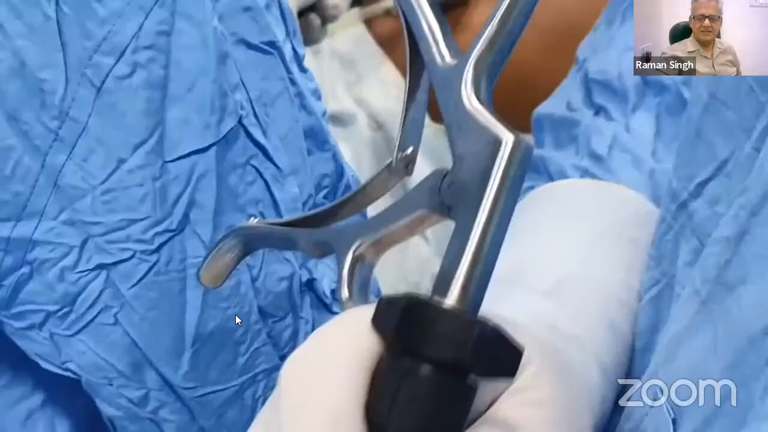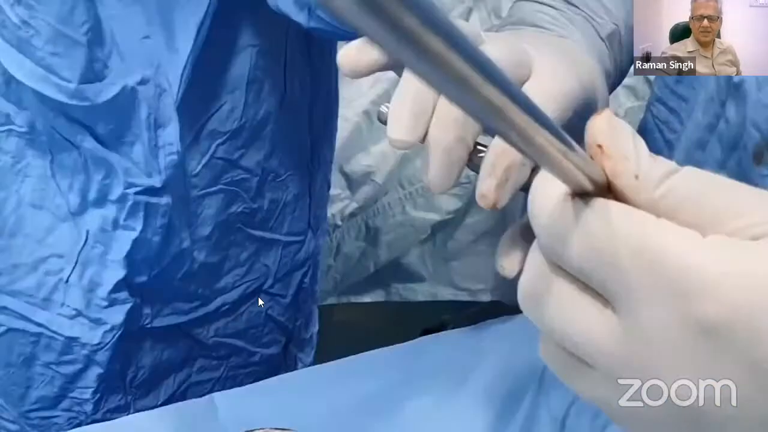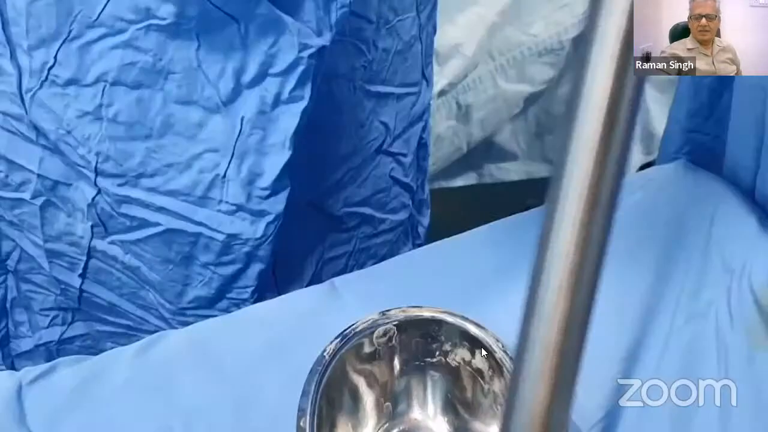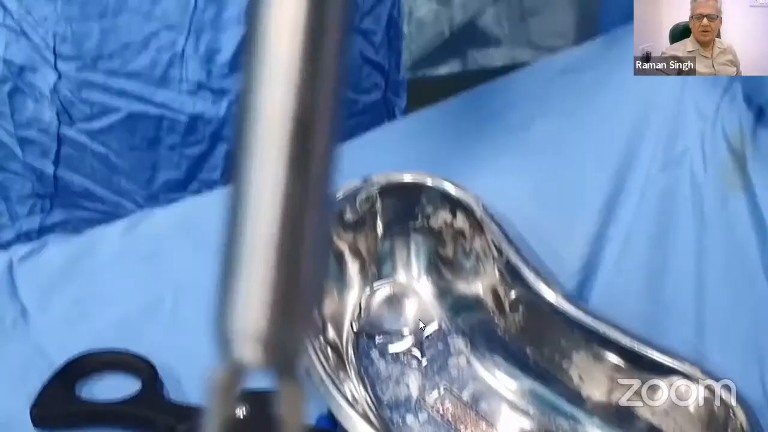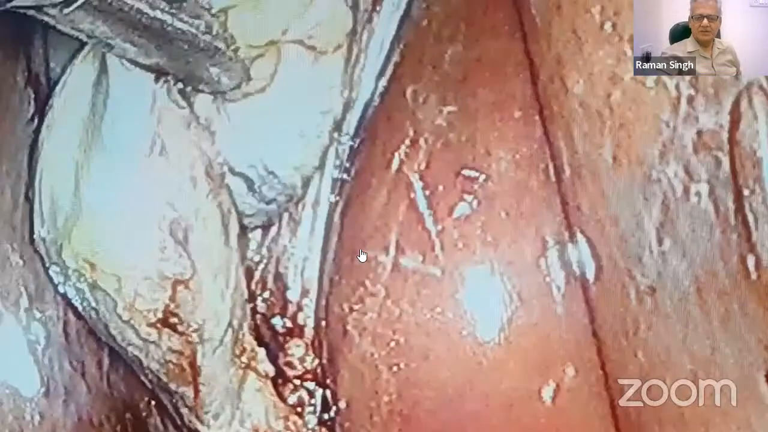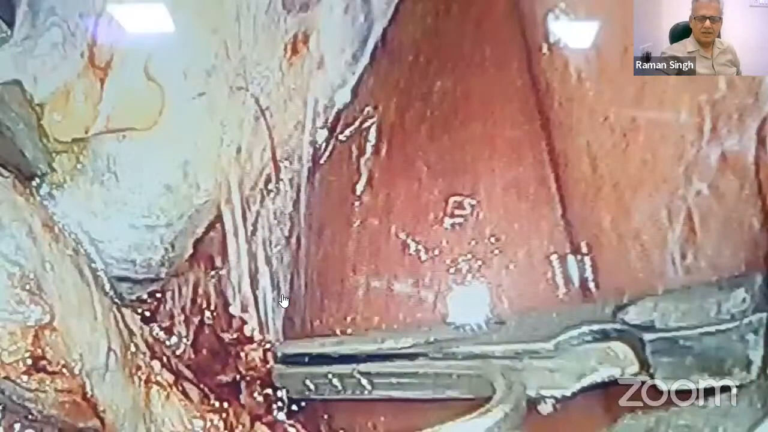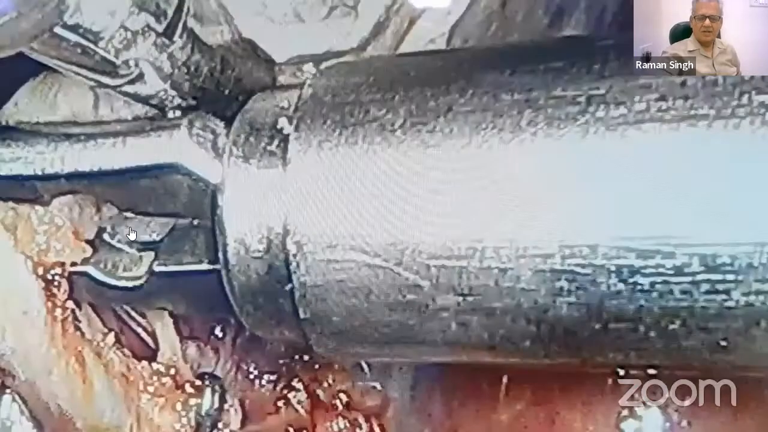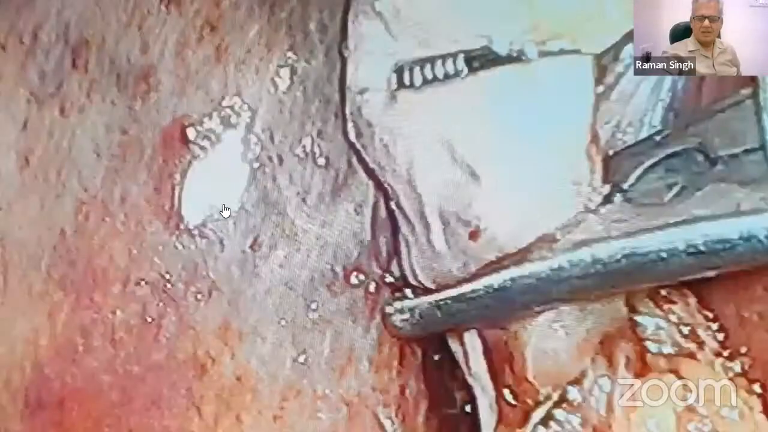After skeletonizing the cystic duct and cystic artery, he is preparing the clip applicator. After loading the clip on the clip applicator, we introduce the clip applicator into the abdominal cavity. Apply the clip applicator. In this case, both the cystic duct and cystic artery are clipped with one clip.